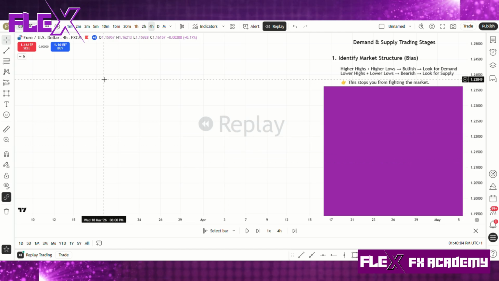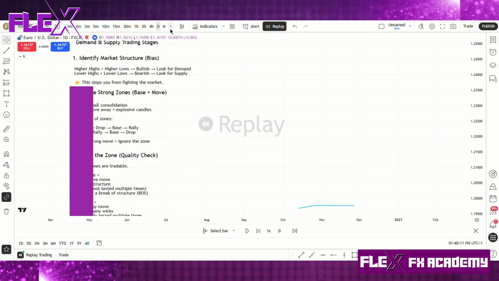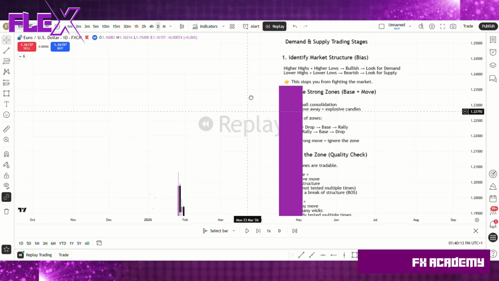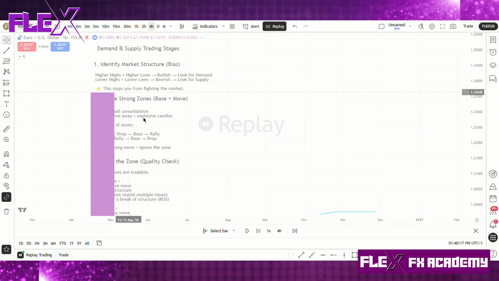So what are we looking for? The first thing we need to do is to go to the daily time frame to check out our daily bias, to know what the bias of the day is, so that we'll know if we're trading to the upside or we're trading to the downside.